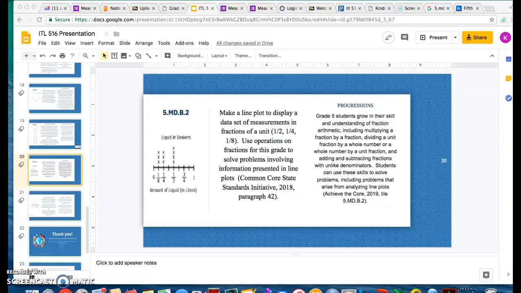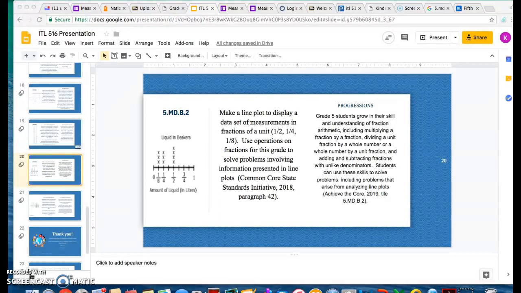The last standard in our progression is 5.MD.B.2. Make a line plot to display a data set of measurements in fractions of a unit: 1/2, 1/4, 1/8. Use operations on fractions for this grade to solve problems involving information presented in line plots.